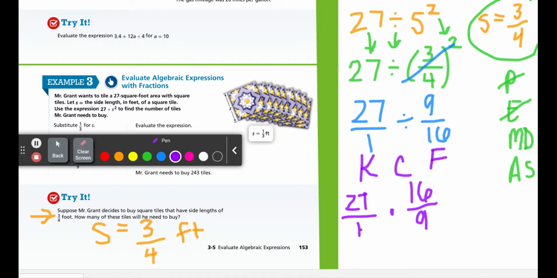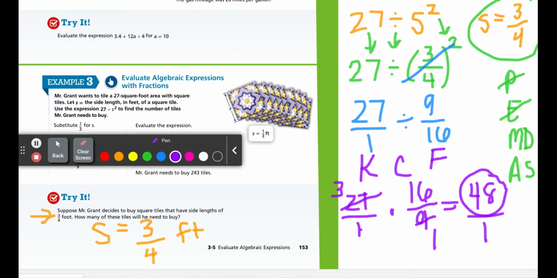9 goes into both 27 and 9. So I can divide 27 by 9 is 3. 9 divided by 9 is 1. Now I multiply straight across. 3 times 16 is 48 over 1. So he would need 48 tiles.